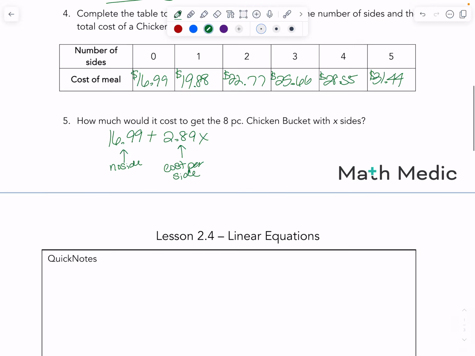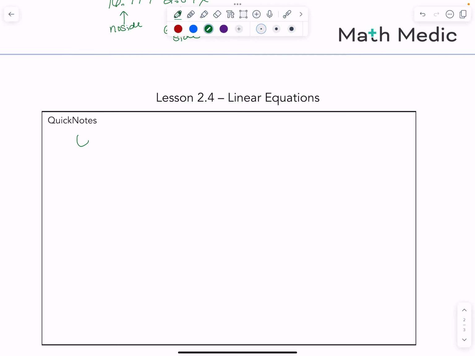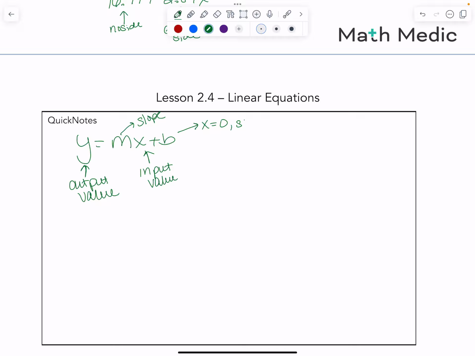Okay, so things that you should have gotten out of this lesson is y equals mx plus b. Y is an output value, like my dependent variable. My b and my m. So my m is my slope. X is my input value. And b is my initial starting value, so it represents when x is equal to 0. So we call it the starting value.